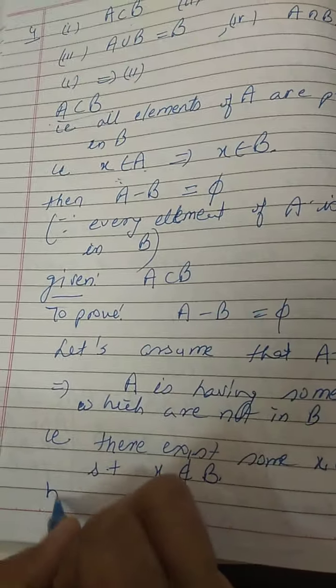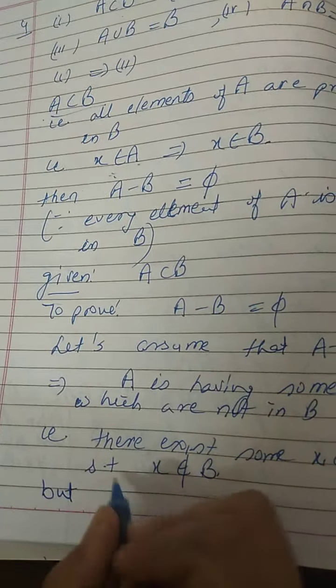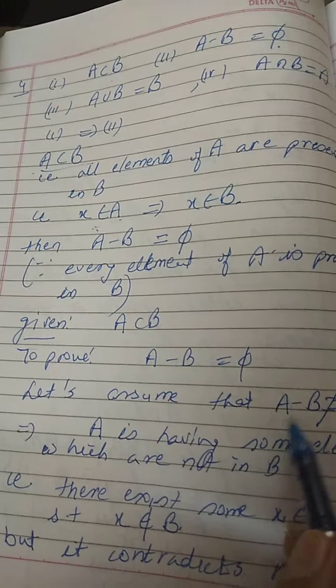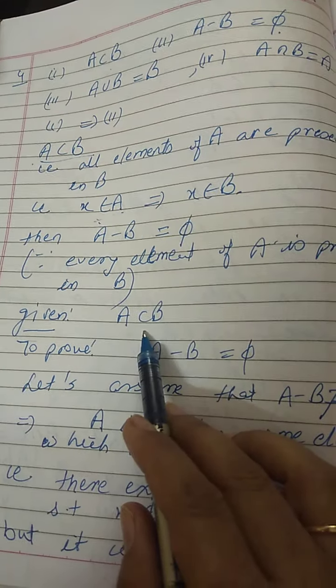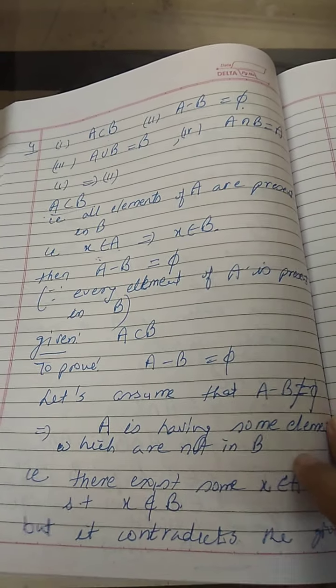But it contradicts the given statement. What is the given statement? That A is a subset of B. That means every element of A is present in B. But what we are getting, if A minus B is not equal to phi, let us assume that A minus B is not equal to phi, that means there are some elements present in A which are not present in B. But if there are some elements in A, then A cannot be subset of B. So it is contradiction to the given result. So our supposition will be wrong.